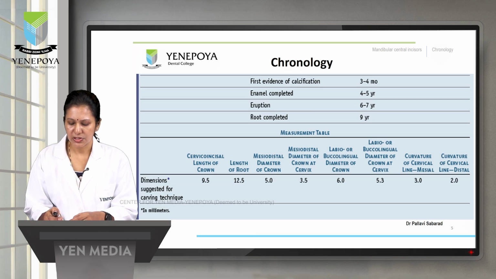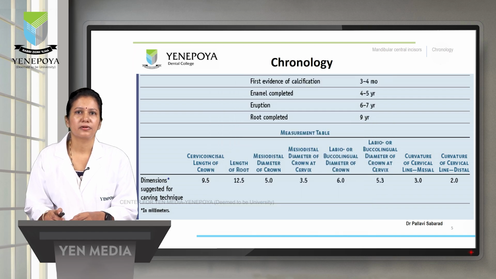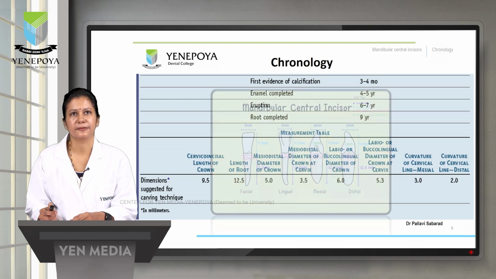So, these are the different measurement parameters for the mandibular central incisor, where we can see that the length of the crown is 9.5 millimeters, the length of the root is 12.5 millimeters, the mesiodistal diameter of the crown is 5 millimeters, and the mesiodistal diameter of the crown at the cervical 1/3 is 3.5. The labiolingual diameter of the crown is 6 millimeters. The same at the cervical 1/3 is 5.3 millimeters, and the curvature of the cervical line is 3 millimeters mesially and 2 millimeters distally.